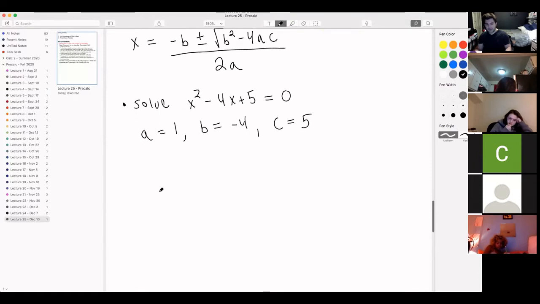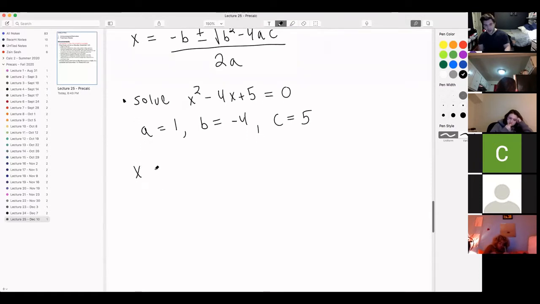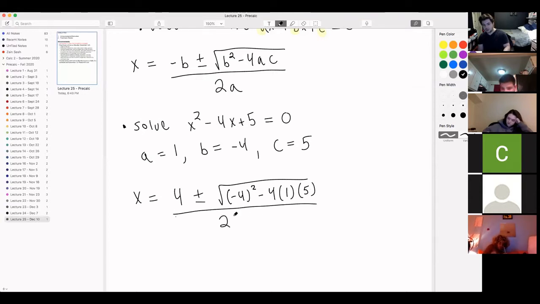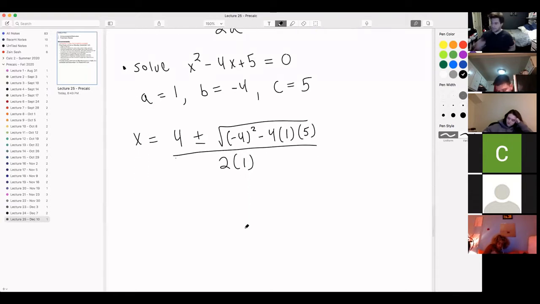Very cool. And I just plug in. So here we go. x is equal to negative b, so it's positive 4, plus or minus the square root of negative 4 quantity squared minus 4 times a, which is 1, times c, which is 5. And you're going to divide that by 2 times 1. Okay? Good.